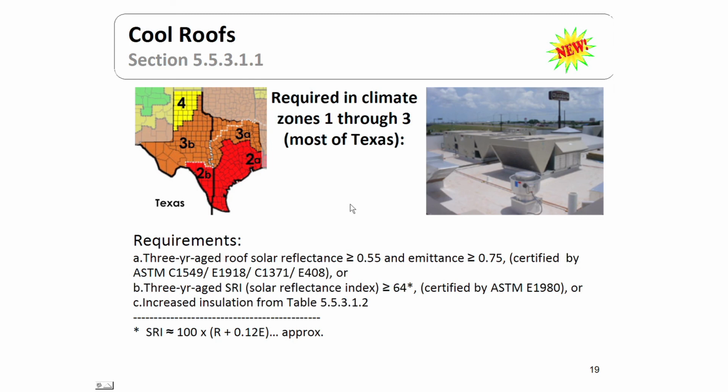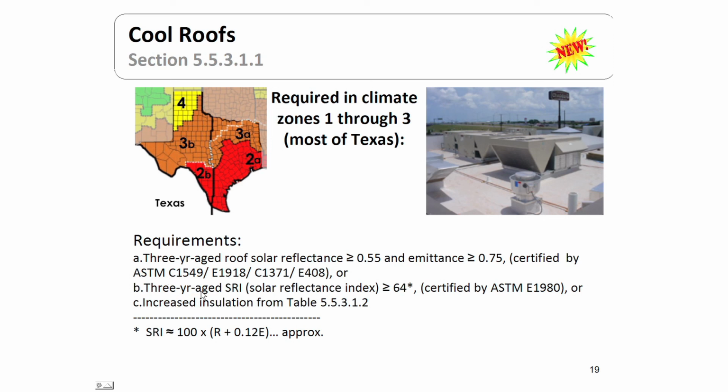There's another section here on cool roofs. This is required in climate zones 1 through 3, so we're talking most of Texas to be sure. The requirement here is that on your roof, you have to have a 3-year aged roof reflectance of 0.55 or greater and an emittance of 0.75 or greater. And that has to be labeled and certified by an ASTM test.